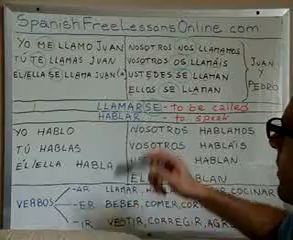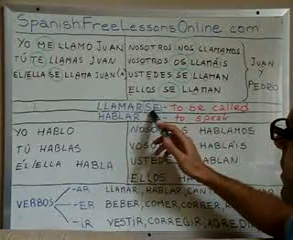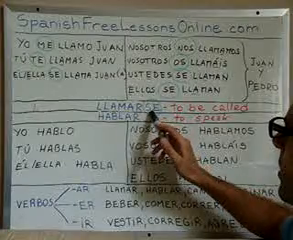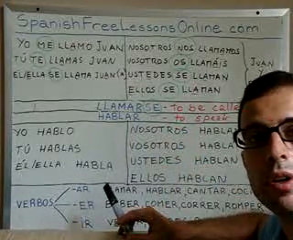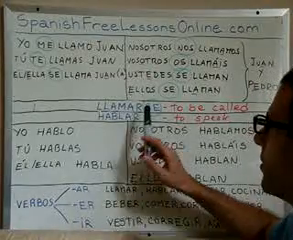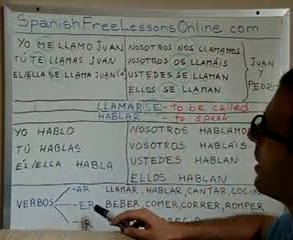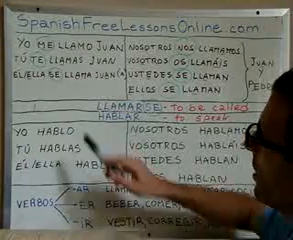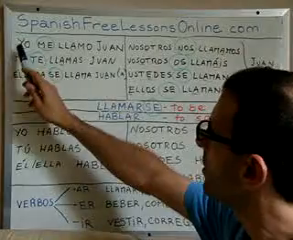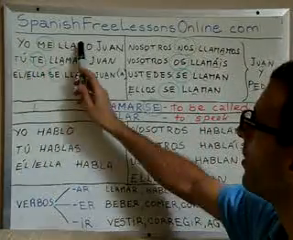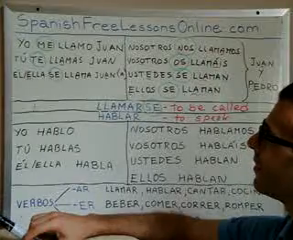The difference is that here we use llamar, but we use a reflexive verb, llamarse. Okay? In infinitive, the reflexive verb has the indirect object pronoun at the end. But when we conjugate it, it goes in between the person and the conjugated verb. Right? So let's see how it works.